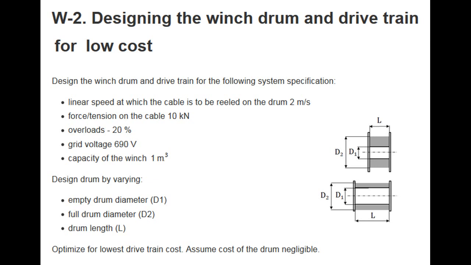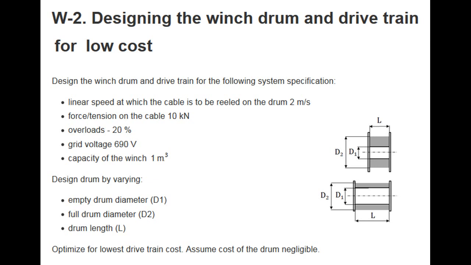We also get fixed the capacity of the winch. This is how much of the cable can be stored on this winch, and it is fixed in cubic meters. We will be playing with some parameters of the drum, its length and the two diameters, and we will see that the shape of the drum affects the drivetrain. So our task is to optimize each time.